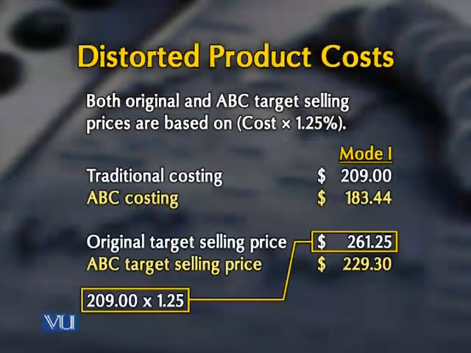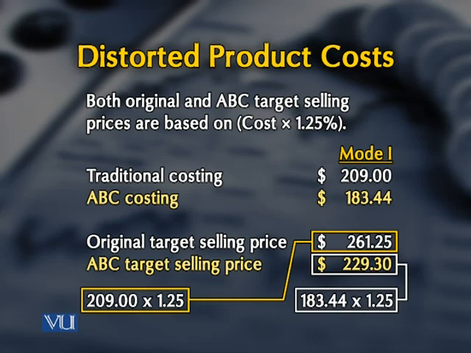Now look into the pricing. Original price was 261.25, in traditional 377.5, 157.5, and ABC we calculated. Again you have to multiply by 1.25 because 25% profit you add on to the cost. So look here, if you multiply ABC costing 183.44, model 1, by 1.25, that comes to 229.30. It's clear from there that in traditional costing you are overcharging your customer, while in ABC costing its selling price should be 229. So that's why the problem is.